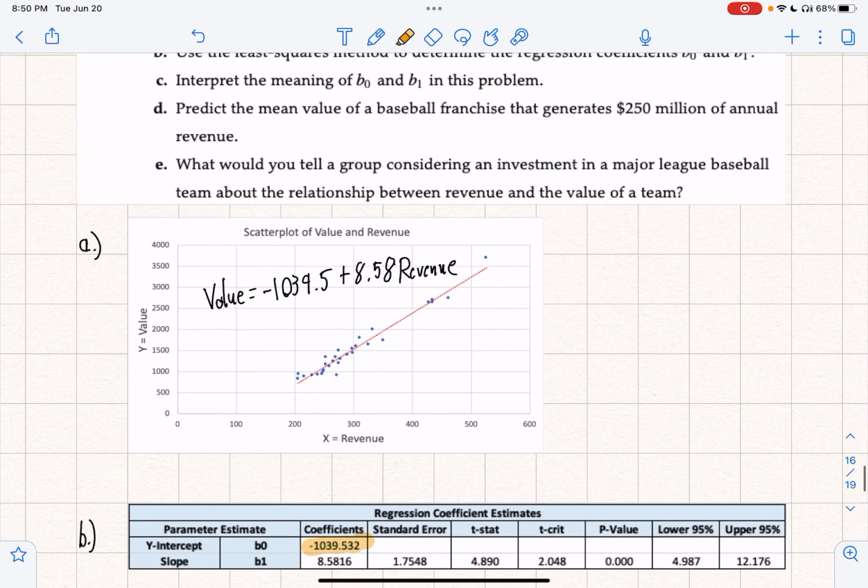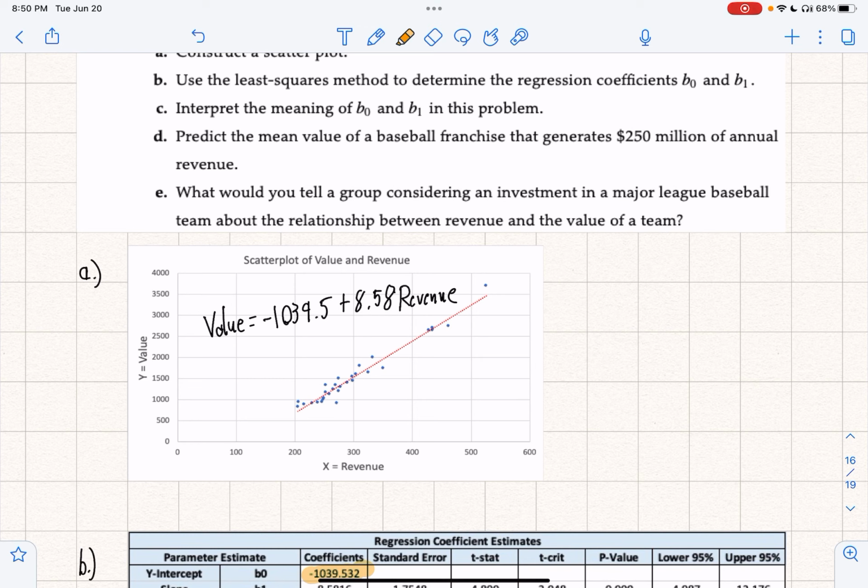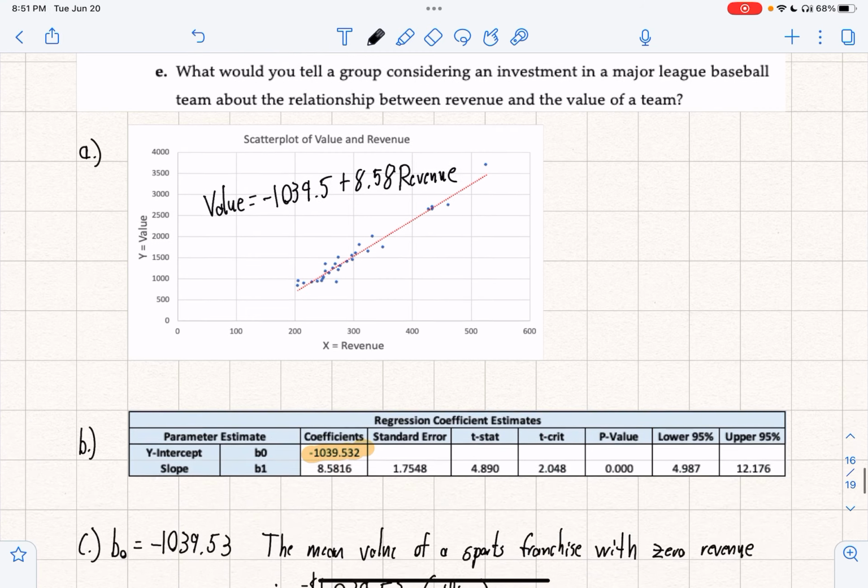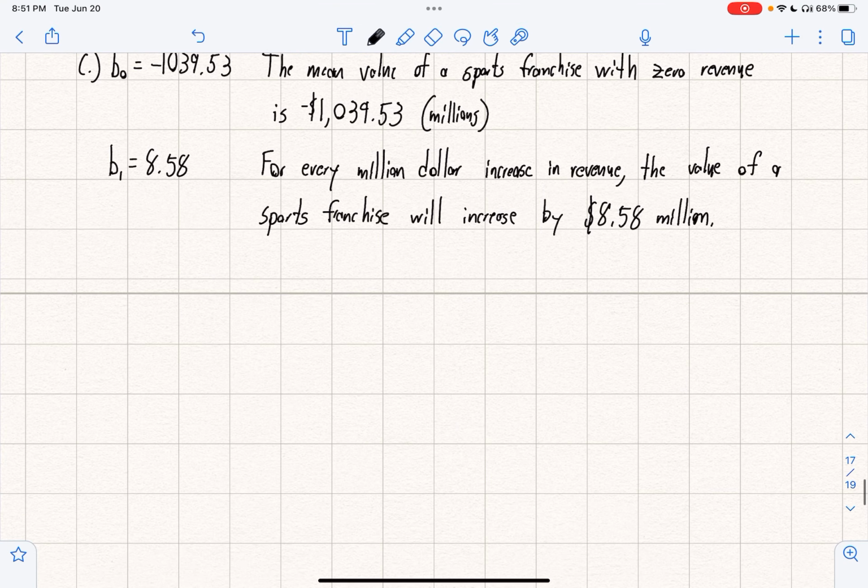Okay, so part C, we're done. That was interpret. Part D, we want to do some prediction. Predict the mean value of a baseball franchise that generates $250 million of revenue. So we're going to want to rewrite our equation. So part D is prediction. Let's just write our estimated equation.